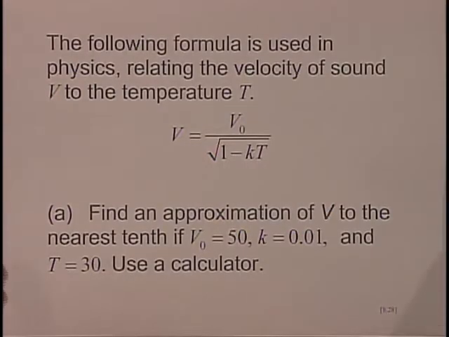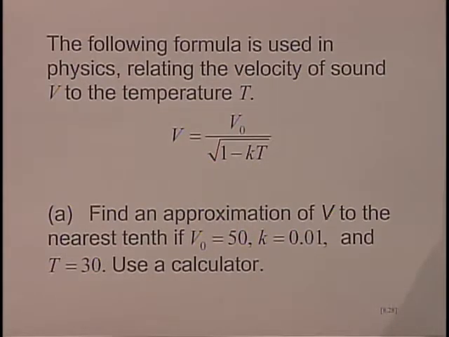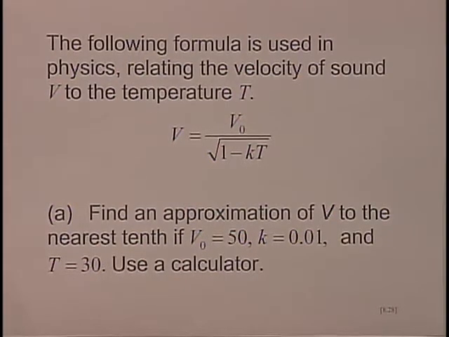The following formula is used in physics relating the velocity of sound v to the temperature T. The velocity v is equal to v sub 0, or v naught, divided by the square root of 1 minus kt. We want to find an approximation of v to the nearest tenth if v naught is equal to 50, k is equal to 0.01, and t is equal to 30. Use a calculator.